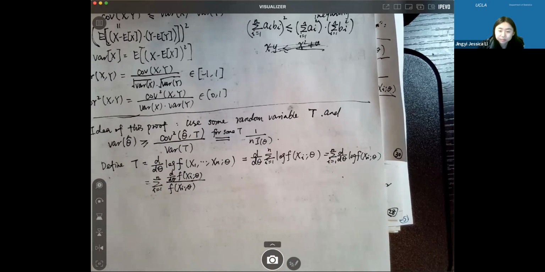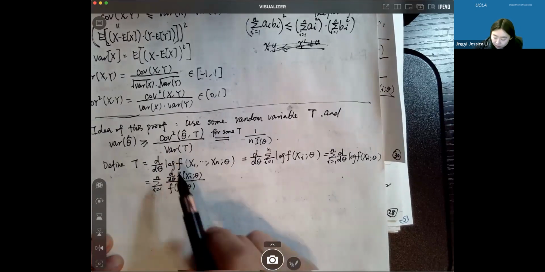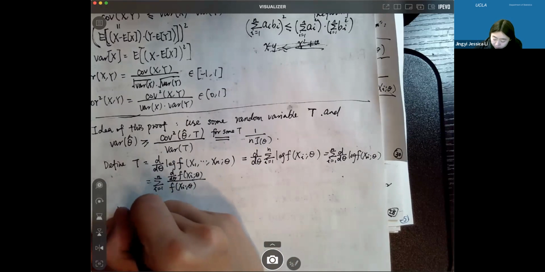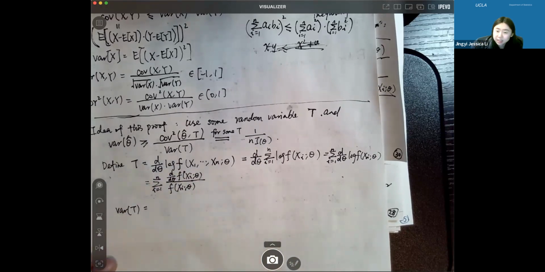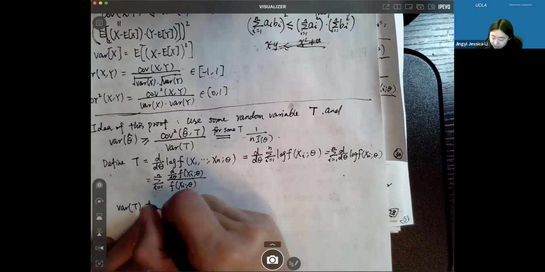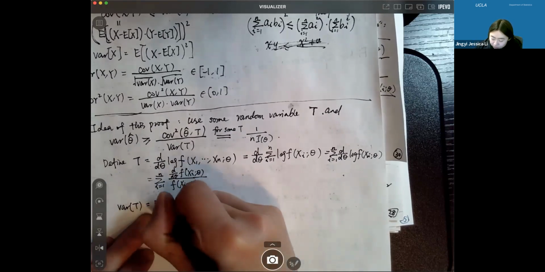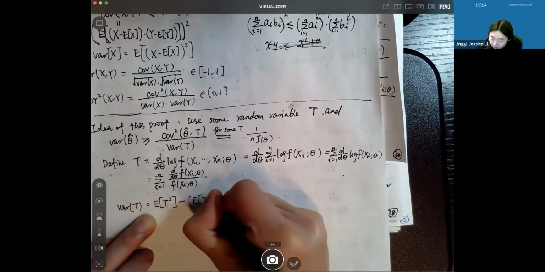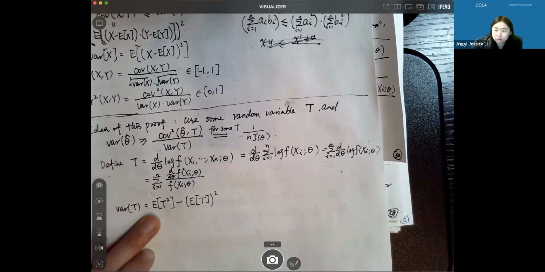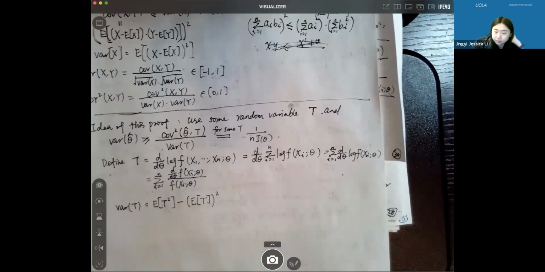And we already know that the variance of t, which is what we need for the lower bound, what is it? It is equal to the expectation of t squared minus the square of the expectation, right? We have used this result again and again.